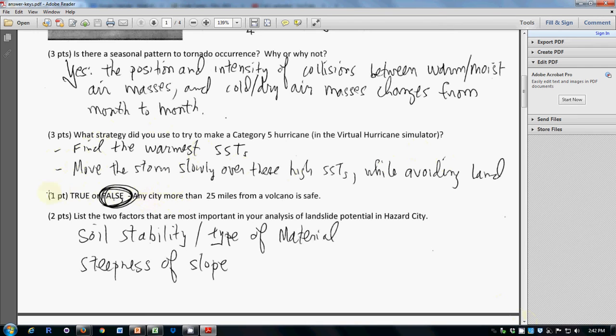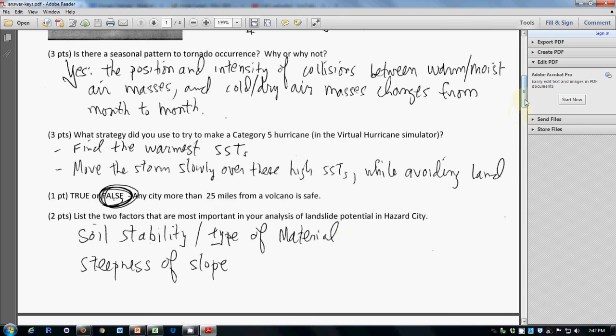As we saw in the city of Armero, even a city that's over 50 miles away from a volcano is still susceptible to a lahar, a mud flow down a steep mountain valley, and that's exactly what happened. So false, 25 miles is not even a safe distance.